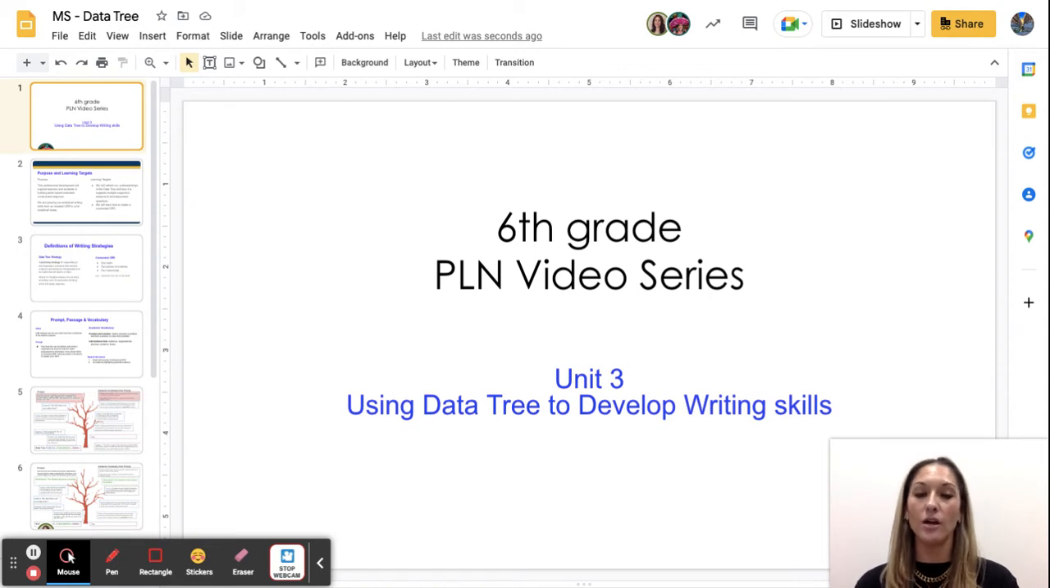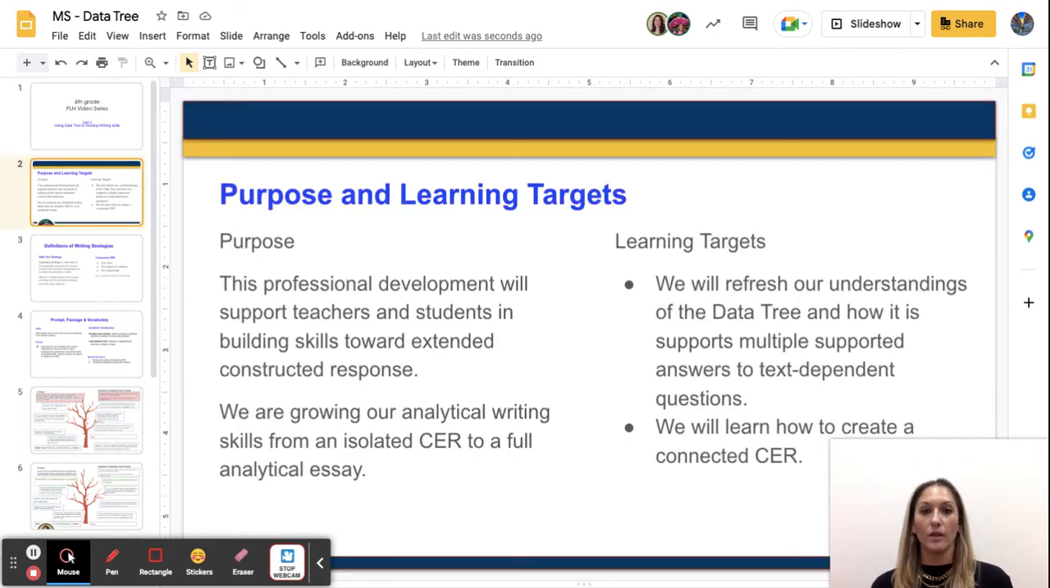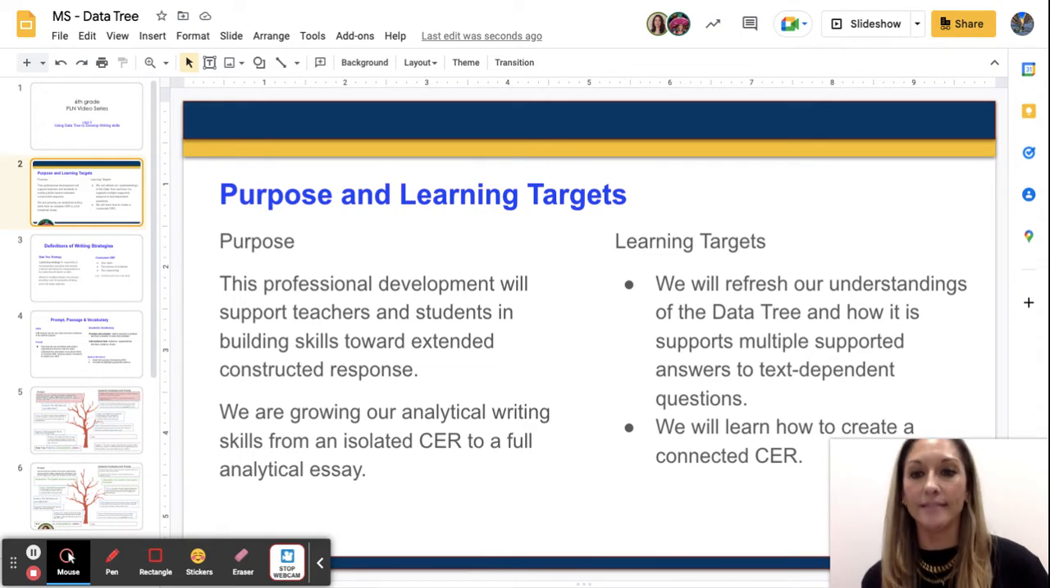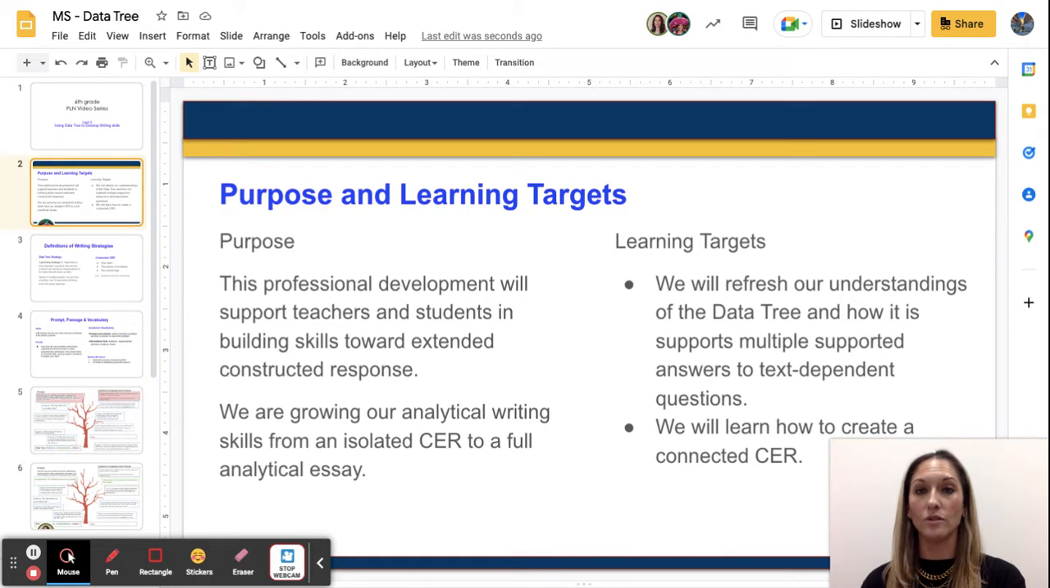Our first video is going to cover using the data tree to help develop writing skills for a connected CER response. The purpose of our learning today is to grow our own analytical writing skills and understandings so that we can build on what we know about isolated CER and move those to use for connected CER, and then eventually to build extended constructed responses, or the essays.